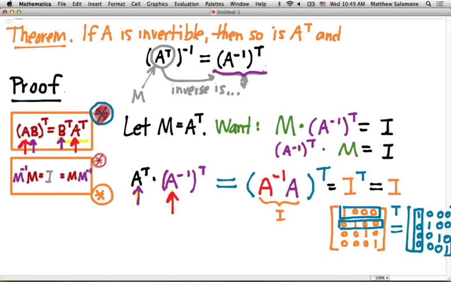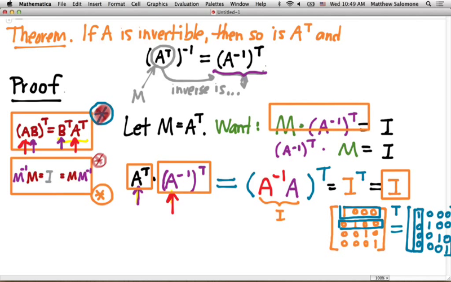And now reading from the left end to the right end, we've shown that A transpose, when multiplied by A inverse transpose, gives us the identity matrix. That proves that the transpose of A inverse is the inverse of A transpose. And the other product works the other way.